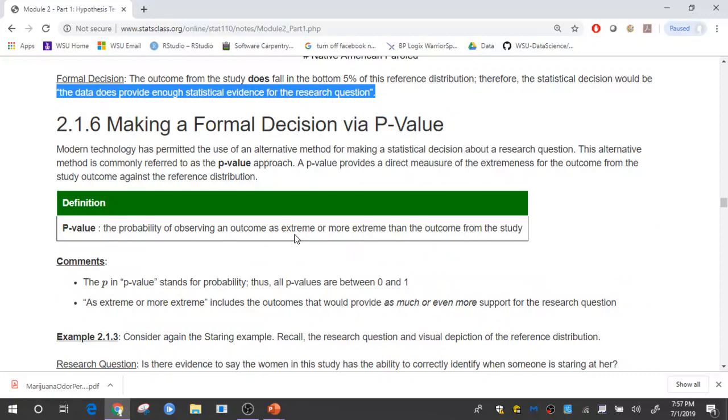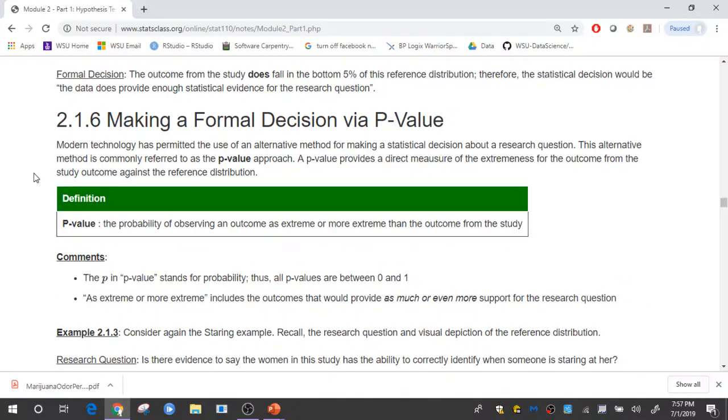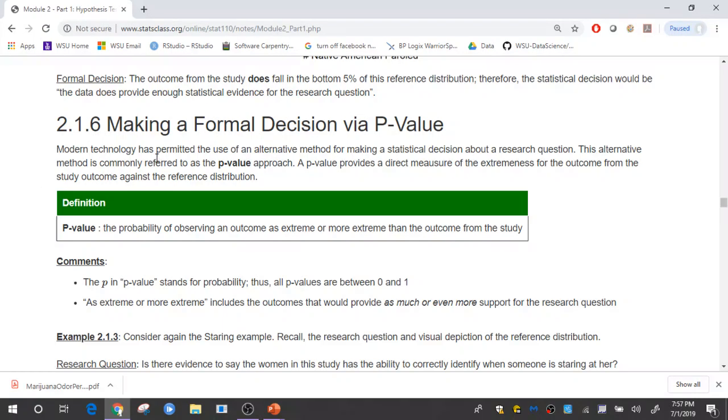Next, we are going to talk about the more common way of making a decision. Modern technology has permitted us to use an alternative method for making a decision about a research question. This alternative method is referred to as a p-value approach. So in section 2.1.6, we're going to be making a formal decision with a p-value.